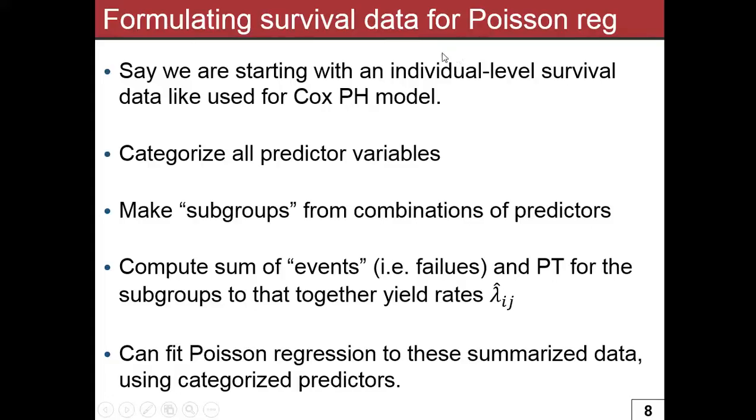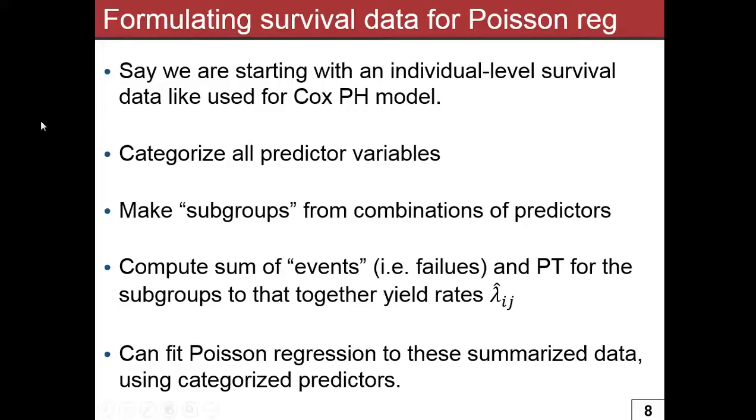I'm just going to show you how you do Poisson regression, but there are other uses for this. If you had individual-level survival data, you can categorize the predictor variables and make groups of combinations of predictors. So if you had a survival data set with individual observations, but people are male, female, different age buckets, you can summarize all of the covariate patterns in the individual-level data set, and then you could sum the number of events and the amount of person time in those subgroups, and you can make a subgroup data set similar to what we've seen for Poisson regression.